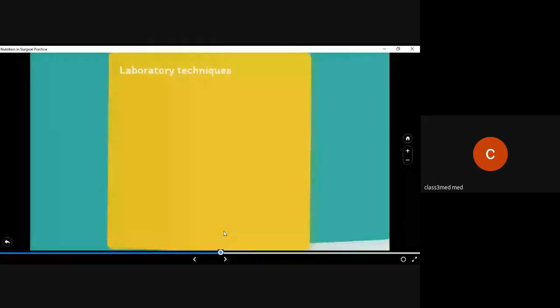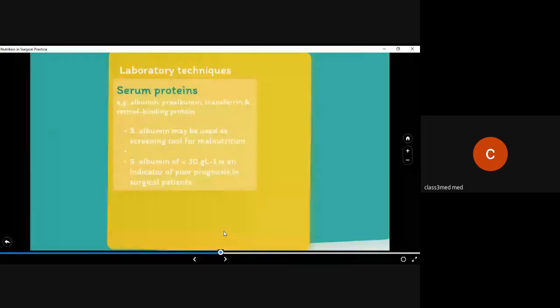The third technique is the laboratory technique. So the first one is body weight and anthropometric technique. Second is the clinical techniques. The third is the laboratory technique. And serum proteins play a very important role in assessment of a patient from the nutritional point of view, particularly albumin, prealbumin, transferrin, and retinol binding proteins. These are sensitive indicators and can be used as screening tools. It's not very specific, but it is sensitive, and that's the property of a screening tool for malnutrition.